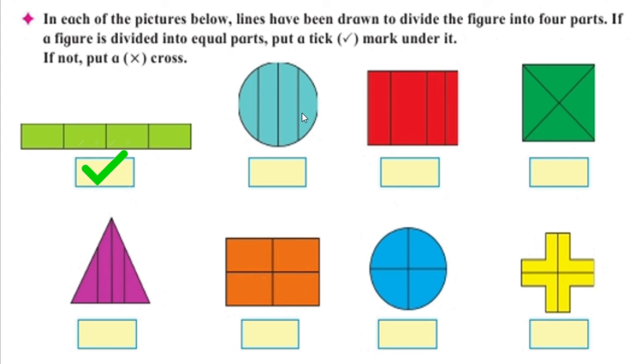See here, this is a circle. Here also it is divided into 4 parts, but they are not equal. Can you see here? They are not equal. So we will put cross. Here in this rectangle, you can see a large part and a very small part. So this is also cross. Now next one is right. Correct? Because all 4 parts are equal. And here in the triangle, again we can see more part and less parts, so cross.